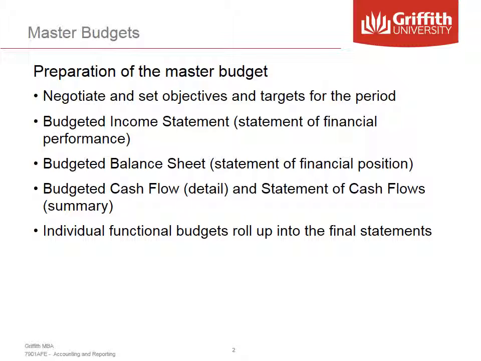The outputs from the budgeting process will be a budgeted income statement, a budgeted balance sheet, and a budgeted cash flow and statement of cash flows. Now, these will be the final outcomes of the whole process which precedes it. Individual functional budgets are prepared in great detail, and they gradually roll up into the final summary statements.